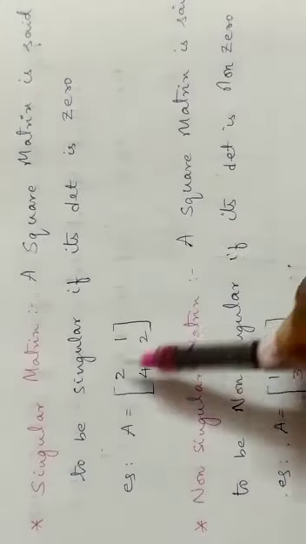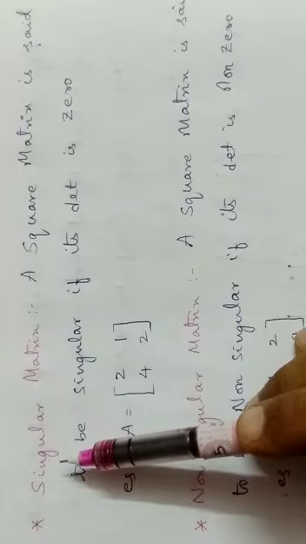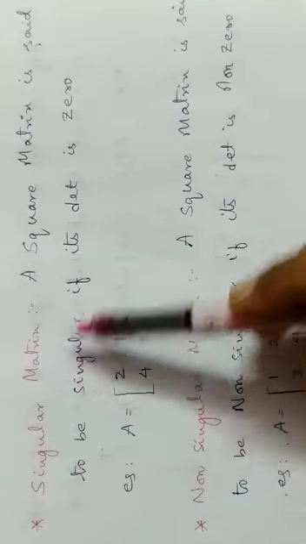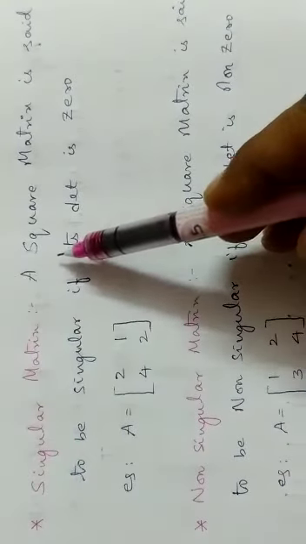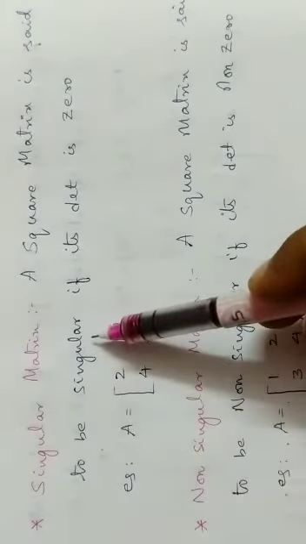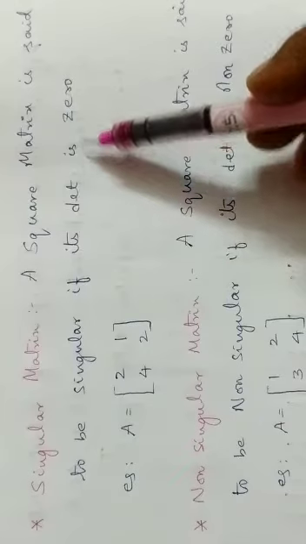Now we will learn what is a singular matrix. A square matrix is said to be singular if its determinant is 0.